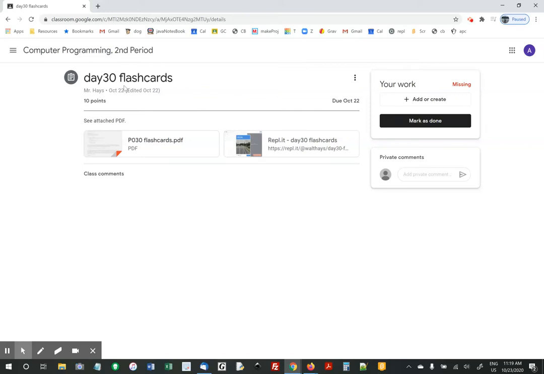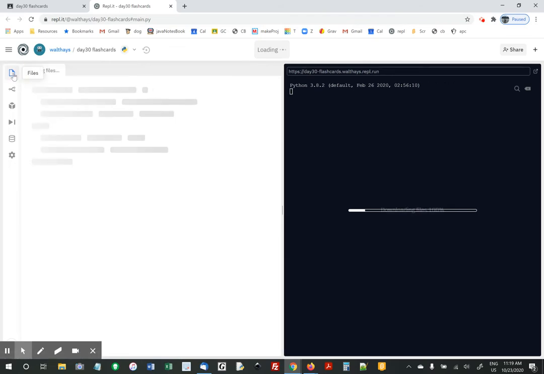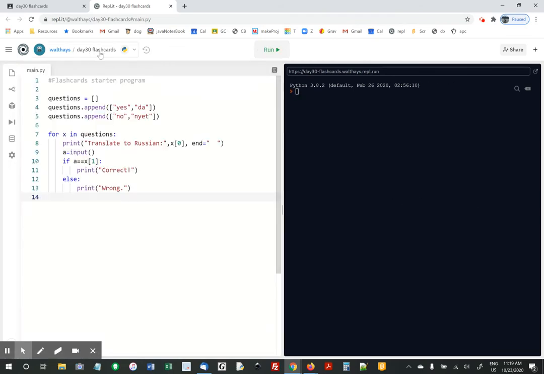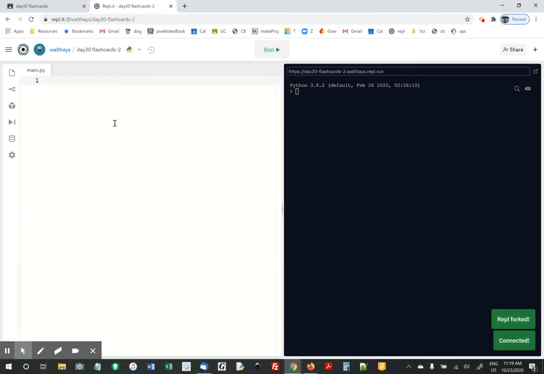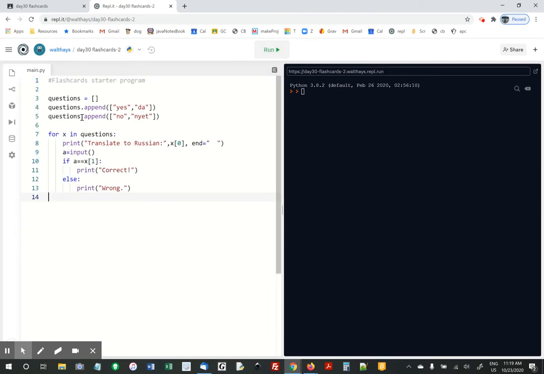Hey, I'm going to work out the flashcards program. Open the REPL. You don't have to fork it. I have to fork it so I don't do my solution in the original file, but that's just because I'm the owner.